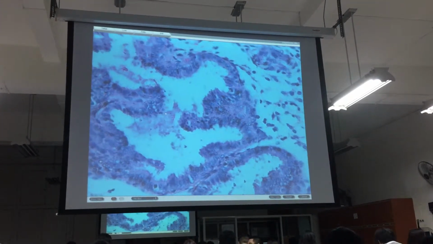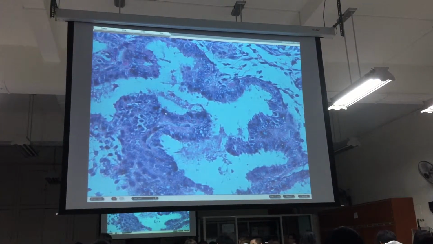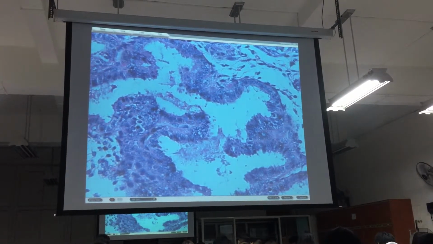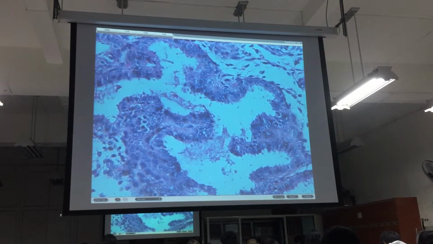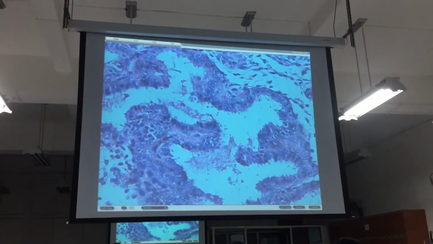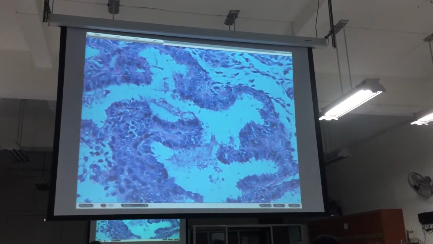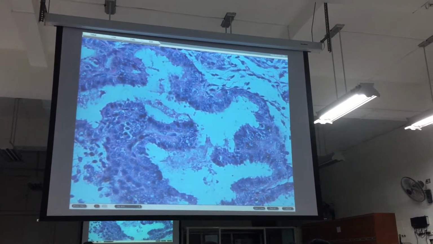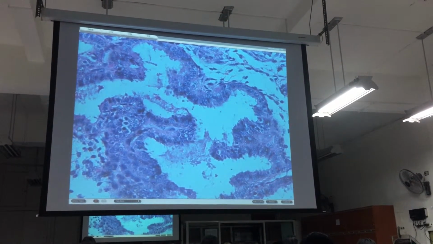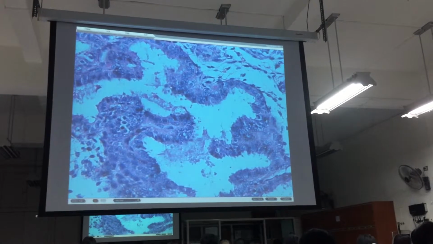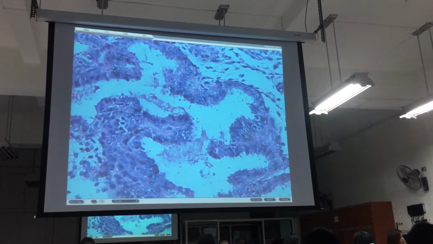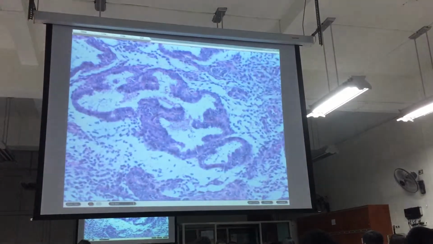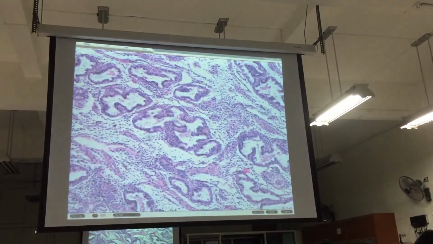Lined by columnar epithelium. Okay, columnar epithelium. This is one gland, but what is this? This is a secretory product, secreted by the gland or by the cells, by the epithelium. So what do you call this? Epithelium, endometrium. Okay, this is your secretory endometrium.